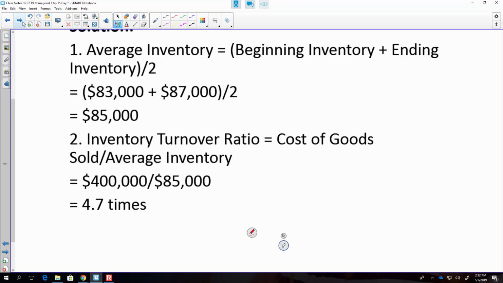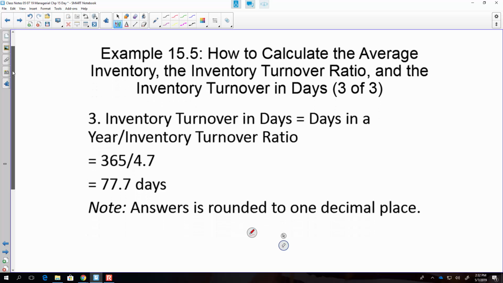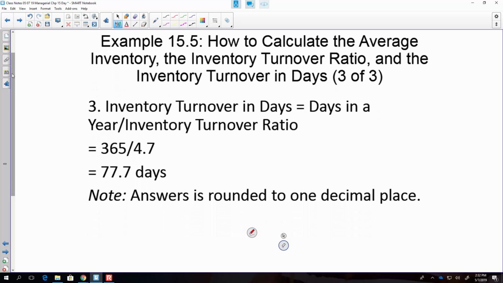We convert that to days, and that tells us how long we hold inventory: 77 days on average. Here again, it depends on the type of industry. For grocery stores, 77 days in inventory would probably be too long because of spoilage. But for other industries, this might be just fine. It depends on how quickly you sell your inventory.